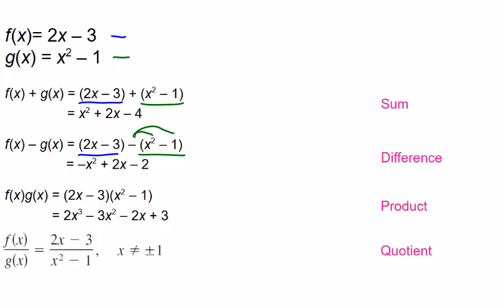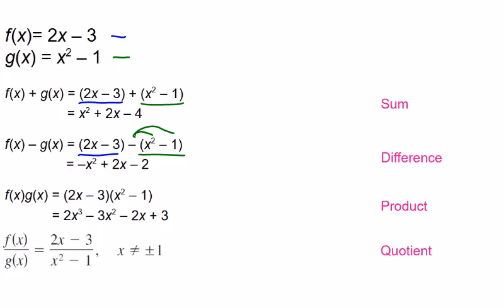And so we end up with a negative x squared, right? 2x is still positive, so that comes down right there. And then our like terms, negative 3 and positive 1, because it's a negative there. And so negative 3 plus 1 comes out to negative 2. All right? So that's what would happen if we subtracted f of x minus g of x. And by the way, we could do this the other way.